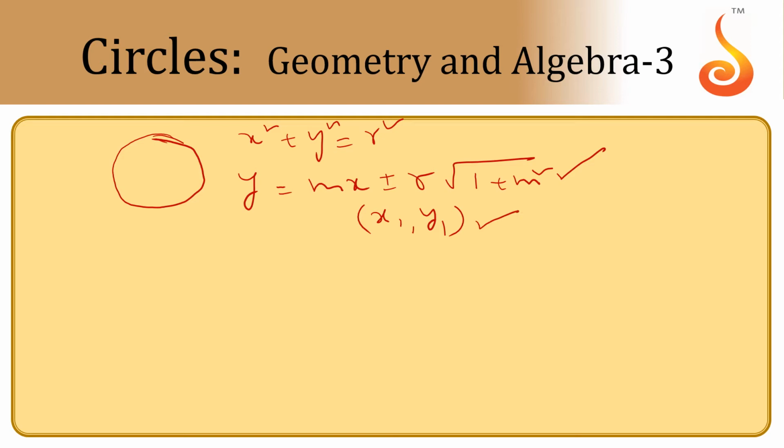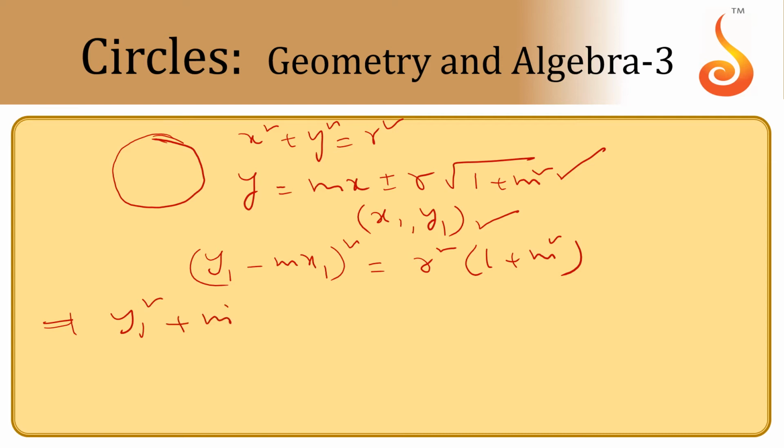Then if I put a condition that the tangent is passing through x1, y1, let us use algebra again and substitute x1, y1 in that. y1 minus mx1 whole square equals r square into 1 plus m square. So what will you get? y1 square plus m square x1 square minus 2m x1 y1 minus r square m square, and so on. Here x1, y1 is fixed. So what is the parameter? m is the parameter.